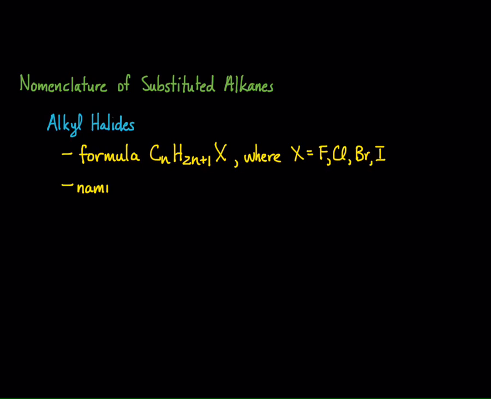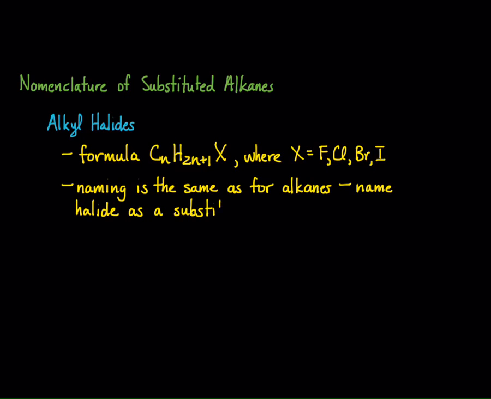And the way that we name alkyl halides is the same as the way that we name alkanes. The only really big difference is that the name of the halide is used as a substituent. So for example, if I have fluorine as a substituent, it's called a fluoro group. If I have chlorine, it's called a chloro group. If I have bromine, it's called a bromo group. And if I have iodine, it's called an iodo group.